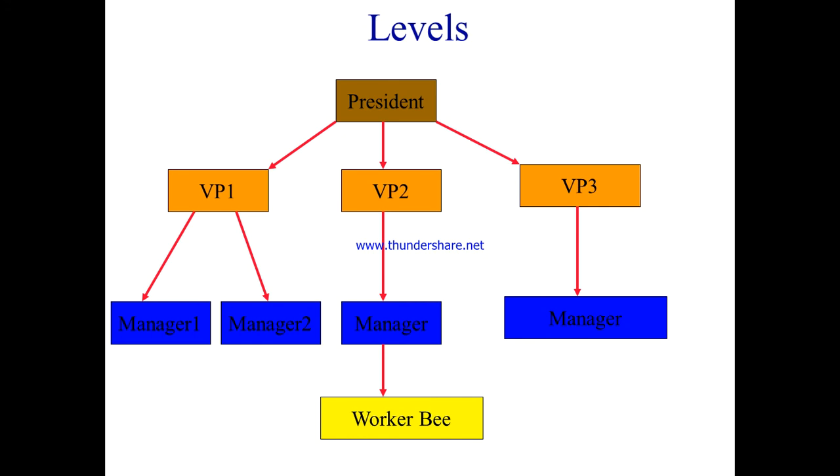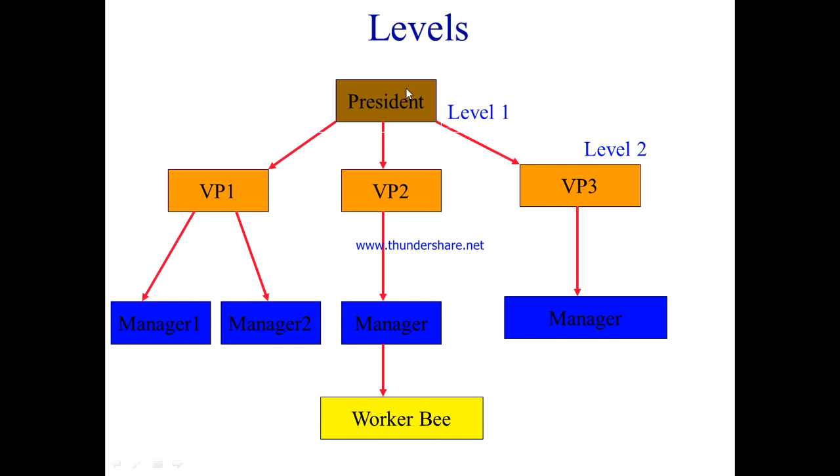Okay, and when you come to the tree, we should also represent a tree with number of levels, right? Generally we start with level 1 at the root. The levels will be starting from the root onwards. So level 1, level 2. Level 2 means you can have VP1, VP2, VP3, that's vice president 1, vice president 2, vice president 3. So this is the next level of hierarchy.